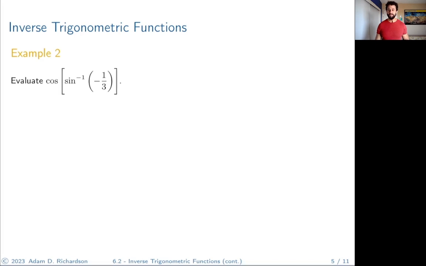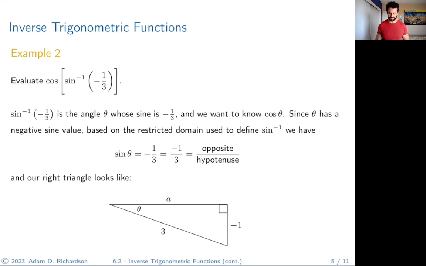All right, here we go. So how do we begin? Well, we remember what sine inverse is. So sine inverse of negative 1/3 is the angle whose sine is negative 1/3. So we'll start with that. The angle whose sine is negative 1/3. And we want to know cosine of that angle.